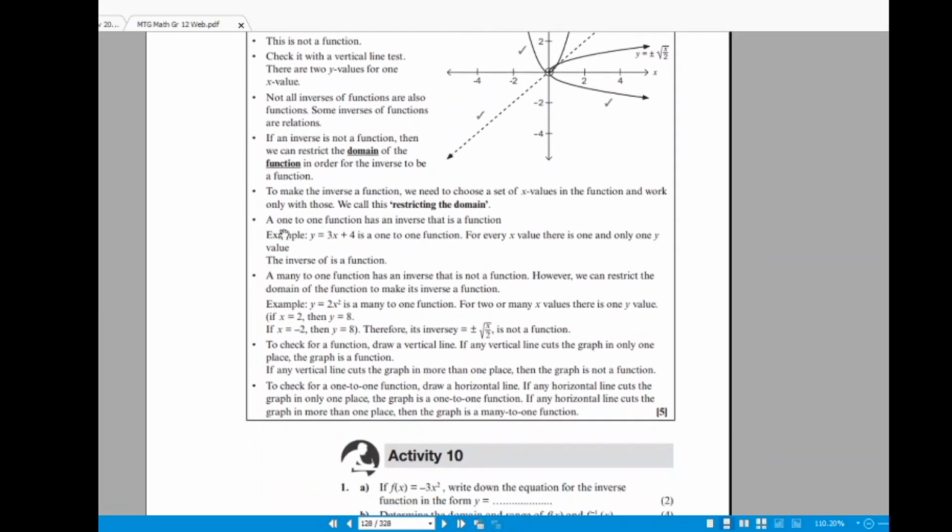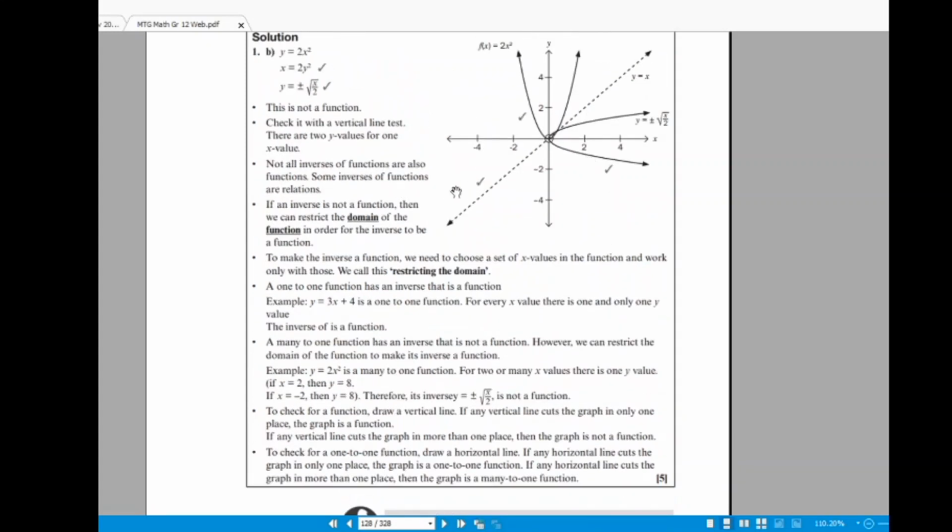So to make the inverse a function, we need to choose a set of x values in the function and work only with those. We call this restricting the domain. A one-to-one function has an inverse function that is a function, right? An example of a one-to-one function is a straight line. Whenever you draw a graph of the inverse of a straight line, it will also be a one-to-one function, which means the inverse of a straight line is also a function, right?